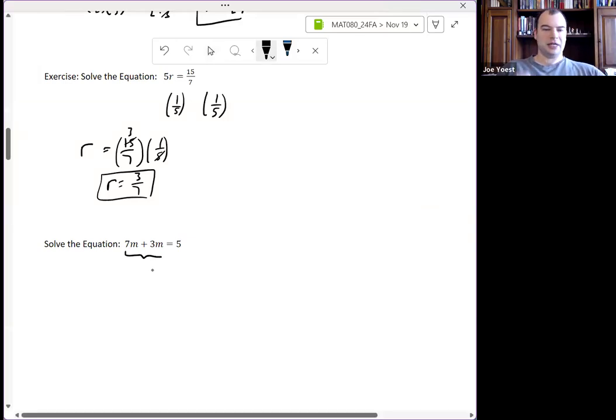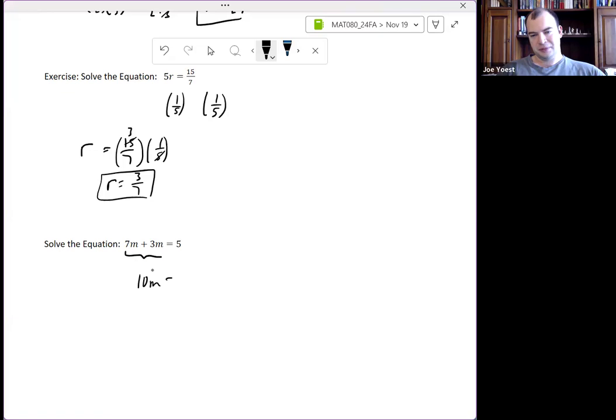And here I notice on the left side, 7m plus 3m, those are like terms. I can combine them together to make 10m. And on the right side, I just have the number 5. That's just what it is.